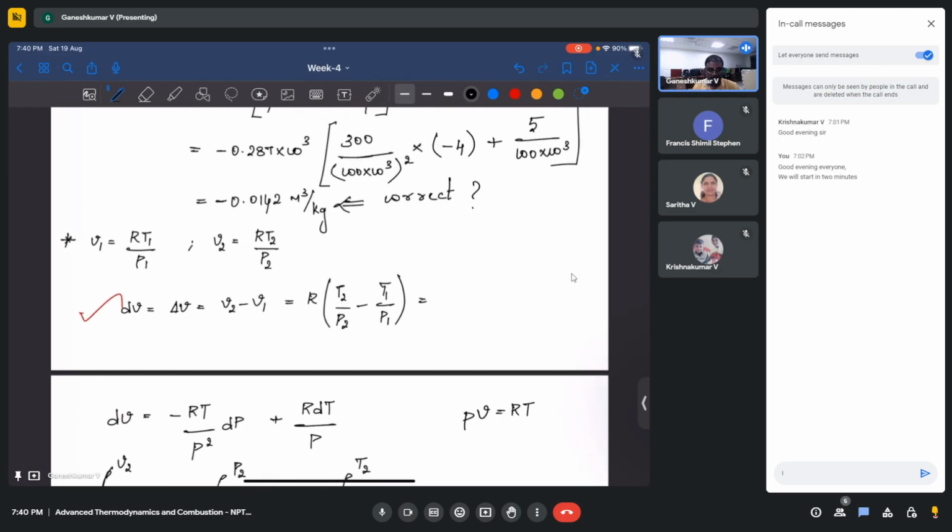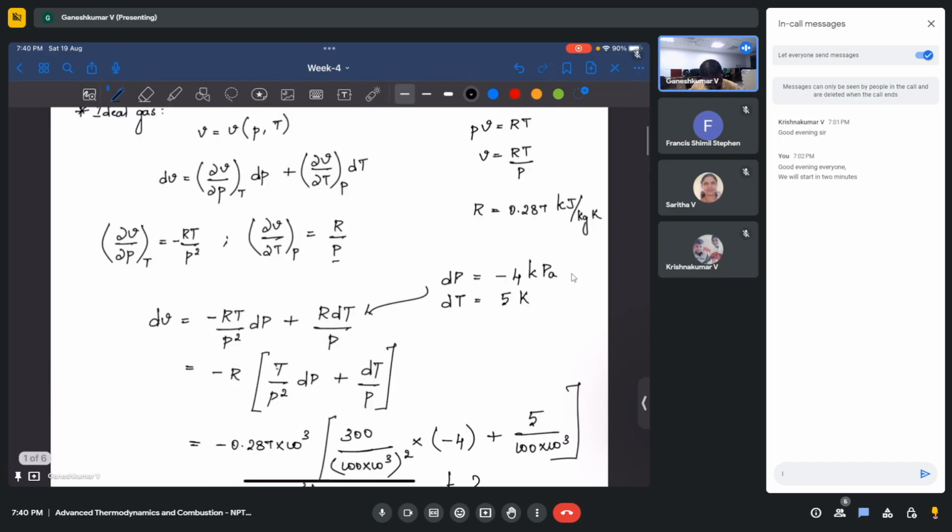Let's find out this one. How much is this one? So it's again 0.287 times T2, which is going to be 300 divided by P2, which is 100 into 10 power 3, right? Sorry, T2 is 305 and this is 96 into 10 power 3. I think it's 96, is it?